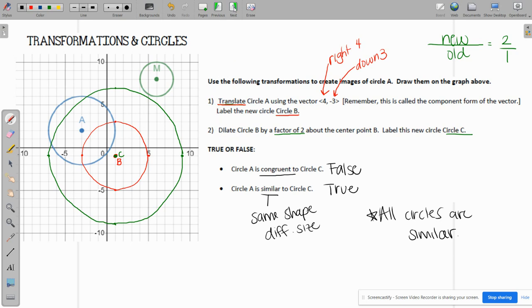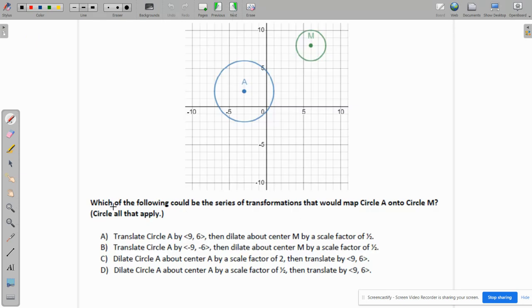So we're going to explore this a little bit further. It says, which of the following could be a series of transformations that would map circle A onto circle M? Circle all that apply. So first we have that we're going to translate circle A by this vector, which tells us that you would be moving right 9 and up 6. So right 9, we're going from circle A to circle M. So right 1, 2, 3, 4, 5, 6, 7, 8, 9, and up 1, 2, 3, 4, 5, 6. So I agree with this part.